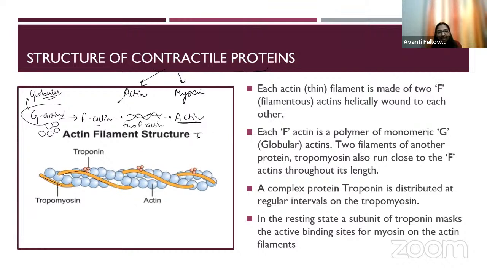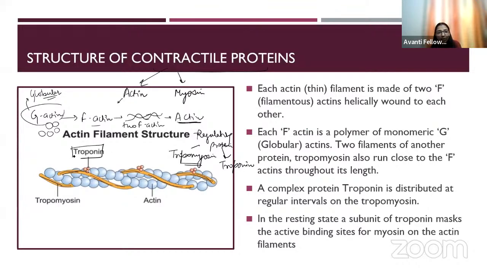One more important point: there are two regulating proteins. One is tropomyosin and the other one is troponin. Two filaments of tropomyosin run closely with the actin filament. These orange colored filaments are tropomyosin. The function of tropomyosin is to prevent the interaction between the actin filament and the myosin filament.